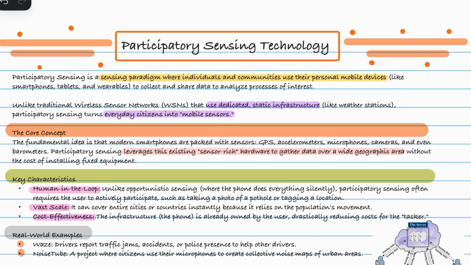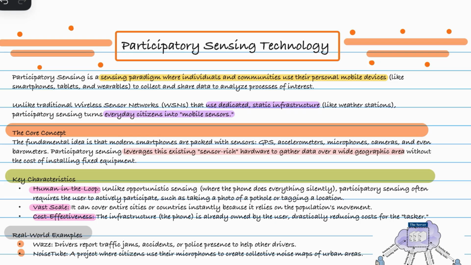So everyday citizens become mobile sensors. We use the public's daily movement to collect and share data over vast geographical areas to analyze real-world processes. So think about it. What is packed inside your phone right now? You don't just have a device to scroll social media. You carry a powerhouse of sensors: a high resolution camera, a sensitive microphone, highly accurate GPS tracking, an accelerometer, etc.